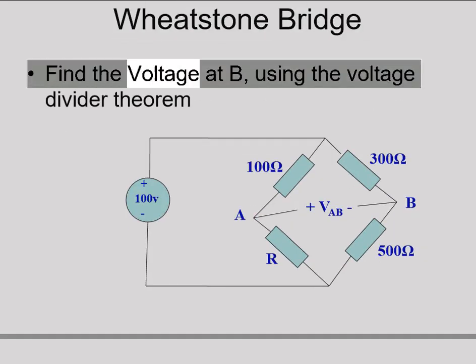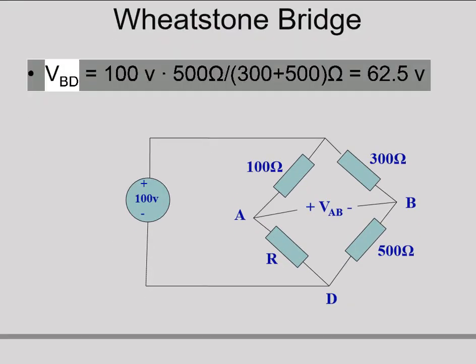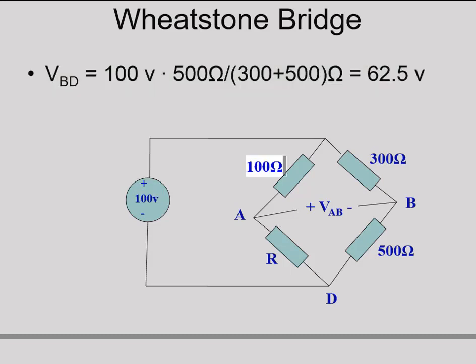Find the voltage at B using the voltage divider theorem. VBD equals 100 V times 500 ohm/(300 plus 500 ohm) equals 62.5 V.